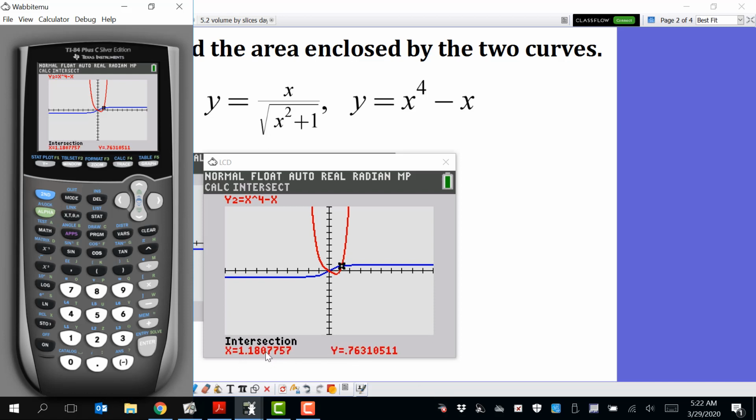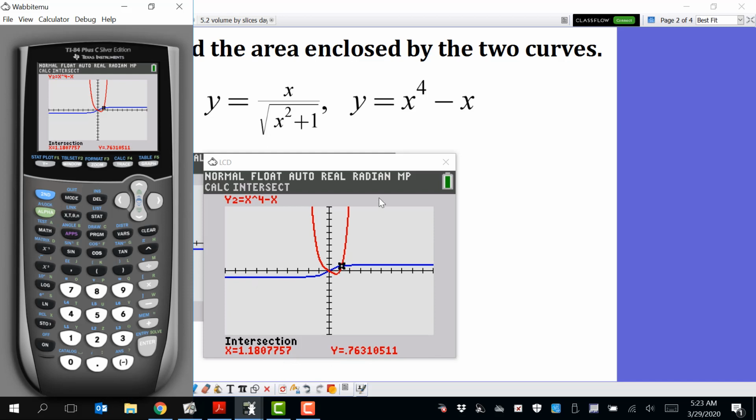Now this one's a little ugly, but that's okay. So round this to 3 decimal places and write that down. Add that coordinate to your graph. So 1.181 and then 0.763 would be the coordinates that I write down.